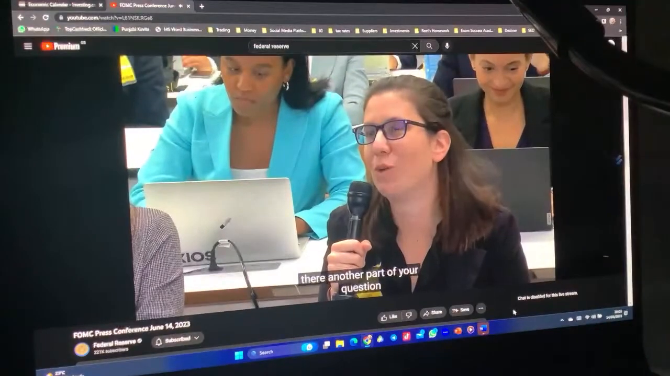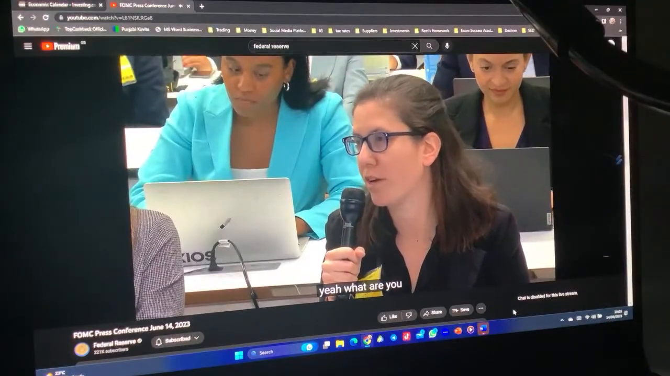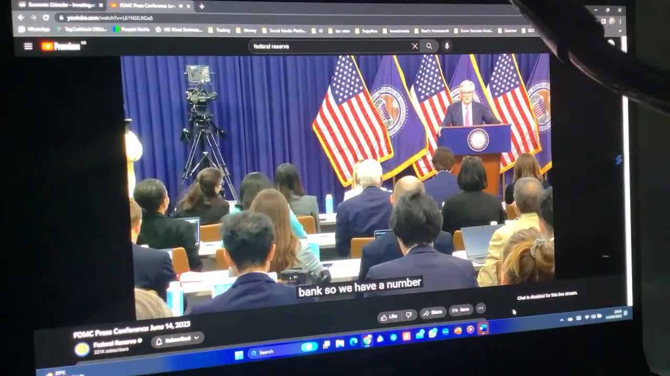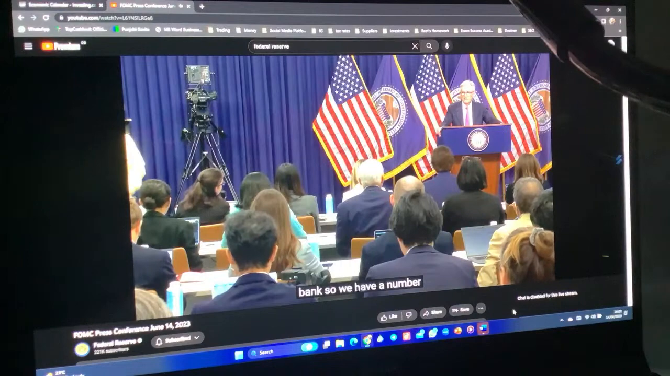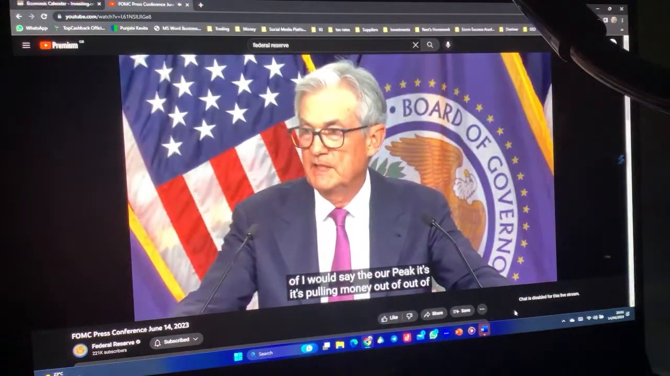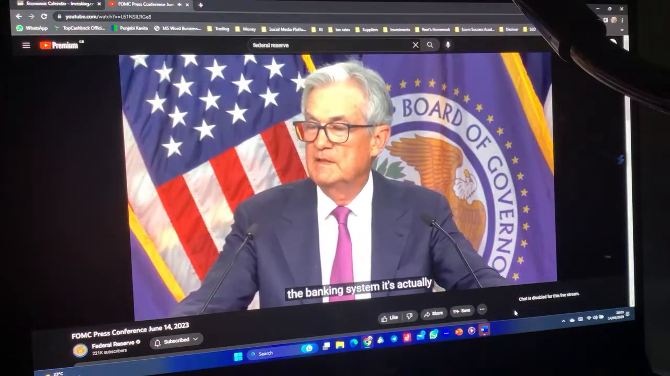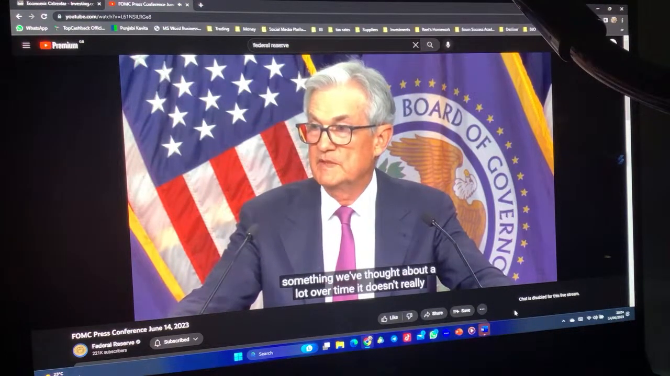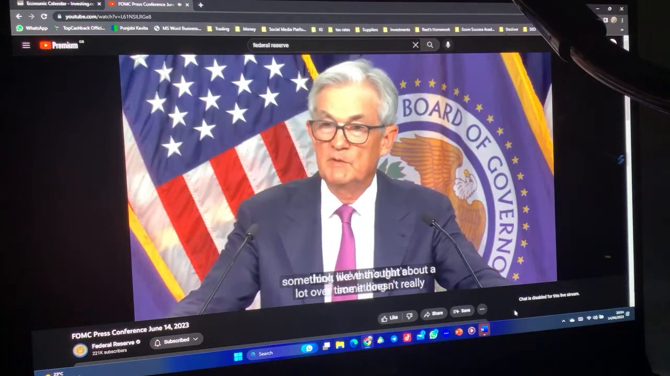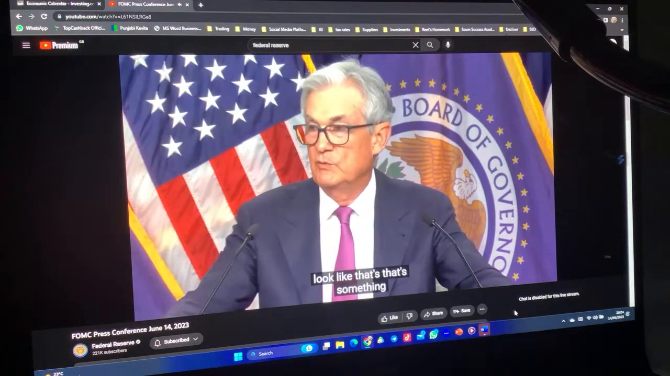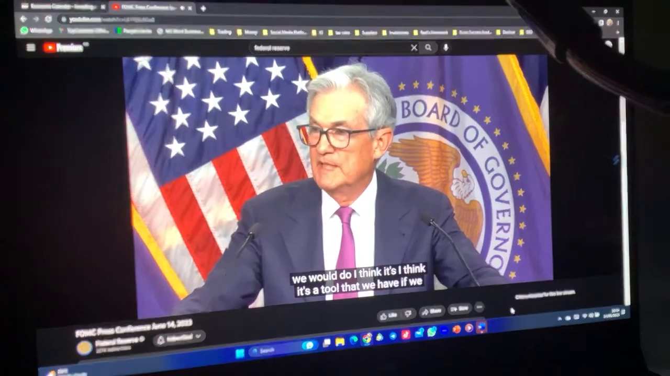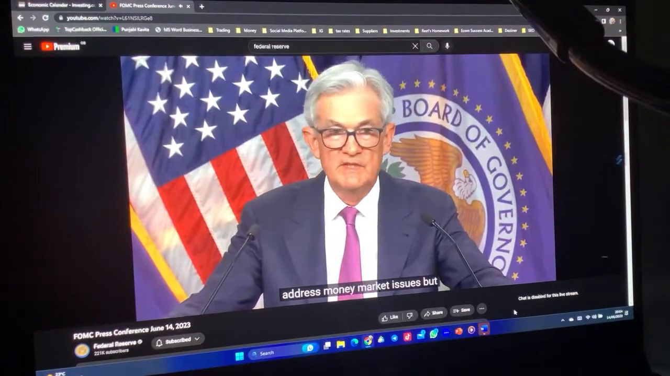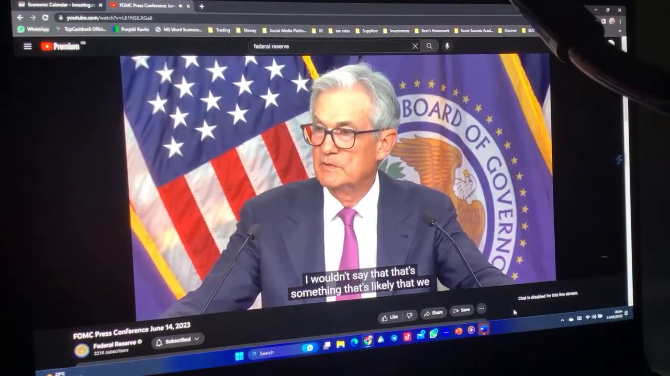Yeah. Are you considering lowering the RRP rate to help take some pressure off banks? So the RRP doesn't look like it's pulling money out of the banking system. It's actually been shrinking here lately. It's not something we've thought about a lot over time. It doesn't really look like that's something that we would do. It's a tool that we have. If we want to use it, we can. There are other tools we can use to address money market issues, but I wouldn't say that that's something that's likely that we would do in the near term.